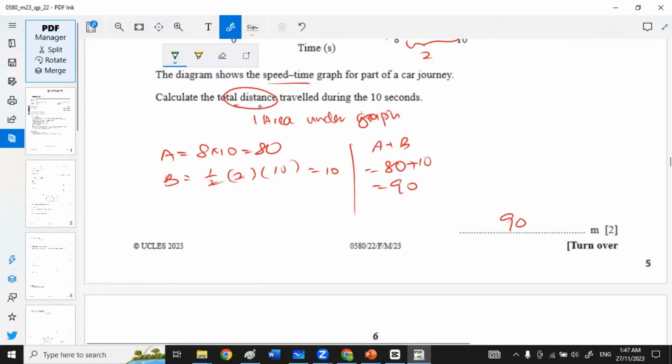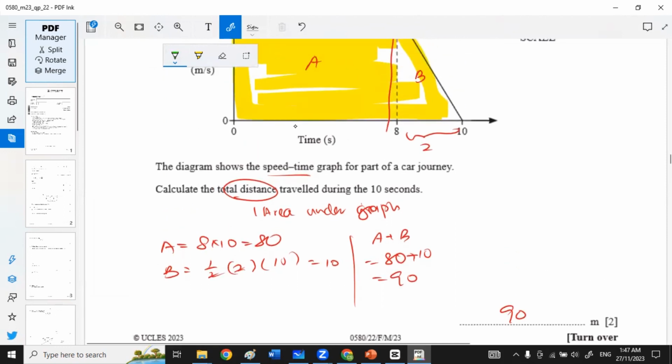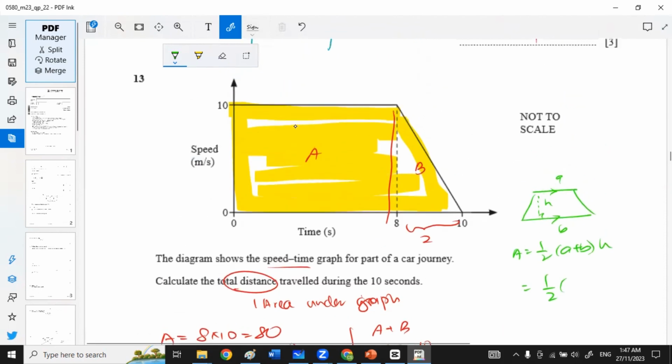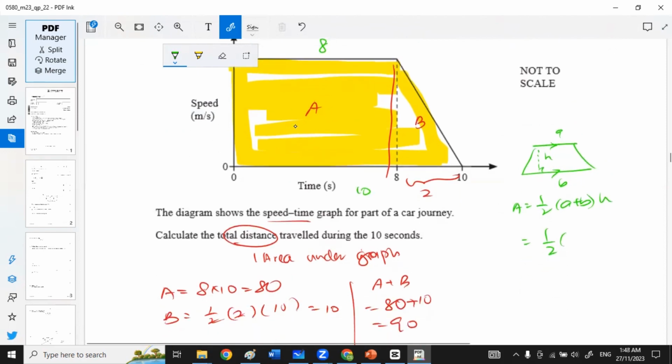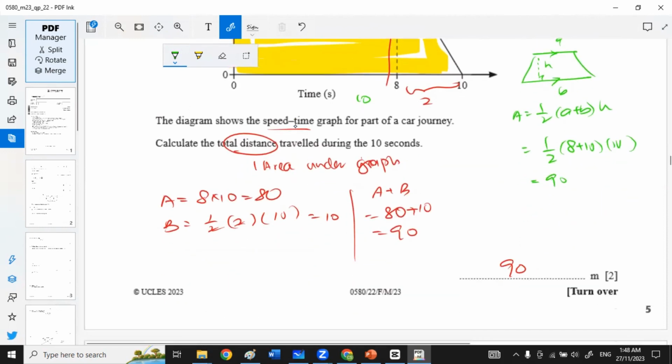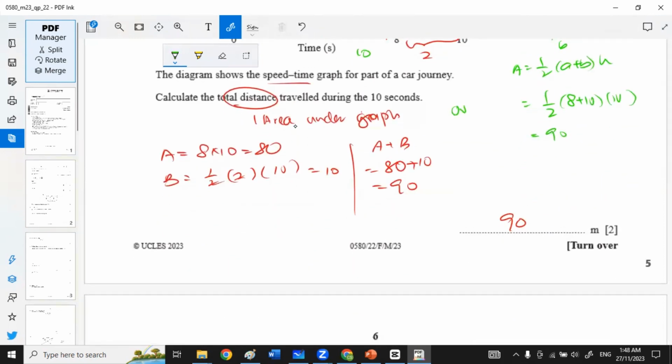Otherwise, if you want to use the trapezium formula, it will be this. If your trapezium has these two parallel sides, A and B, and you have a perpendicular height, then the area is equal to half times (A plus B) times the height. In this case, this will be 10, this will be 8, this will be 10, this will be 10. So it's half times (8 plus 10) times 10. Calculate, you should get 90 as well. Okay, either one works.